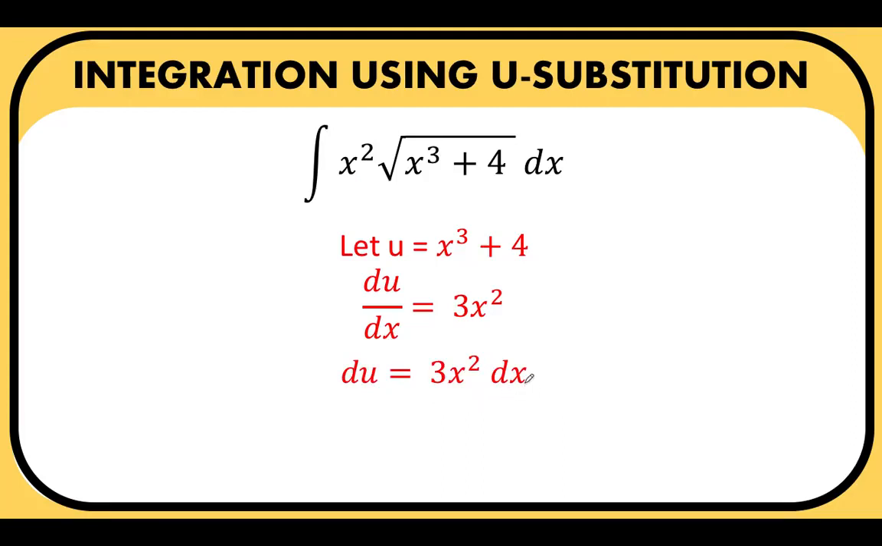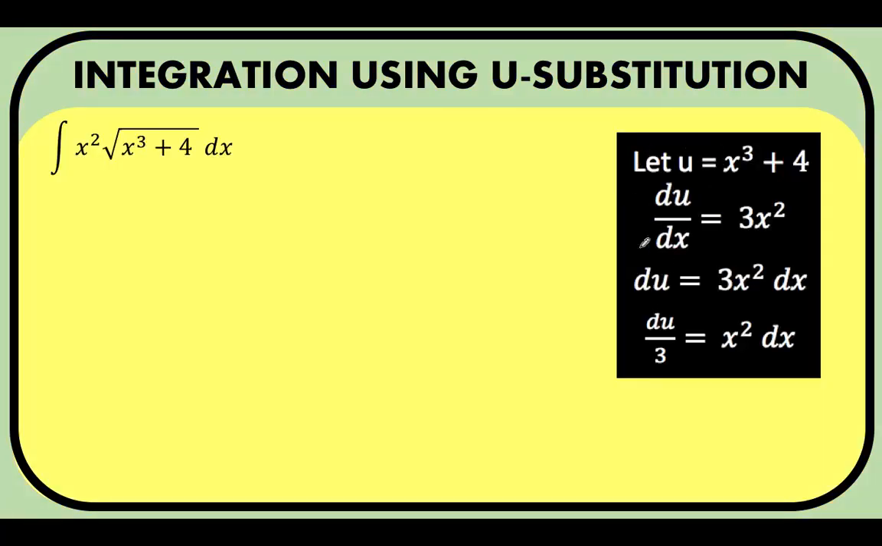Now we have a minor problem here because what we have in the integrand is x squared. What we have in this expression is 3x squared. The dx is here, so there's no problem with the dx part. But since 3 is a constant, it's not a problem. All we have to do is divide both sides by 3 in order to get du over 3 equals x squared dx. And so this x squared dx is equal to du over 3. So with this as our substitutions, let's now solve our problem.